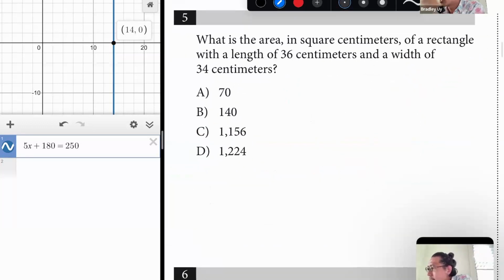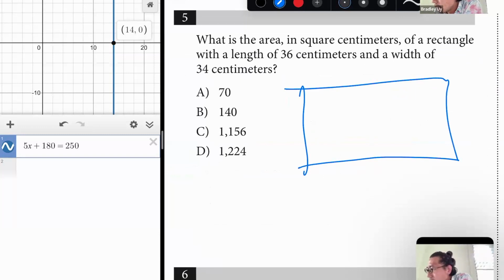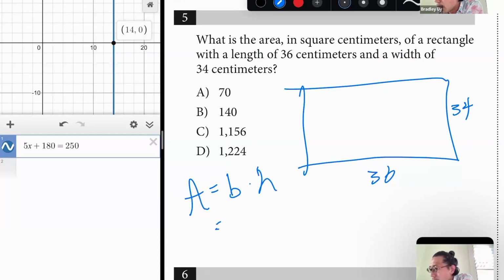What is the area in square centimeters of a rectangle with a length of 36 and a width of 34? We can draw the rectangle. This is not to scale, but this might be 34. This is 36. Obviously, length and width are interchangeable in this case. The formula for the area of a rectangle is base times height, or length times width, however you memorized it.